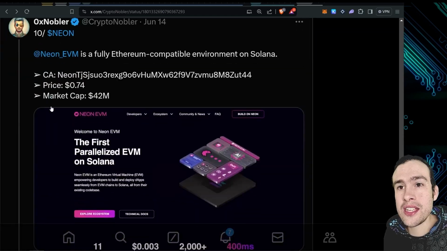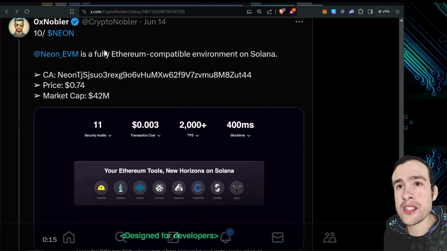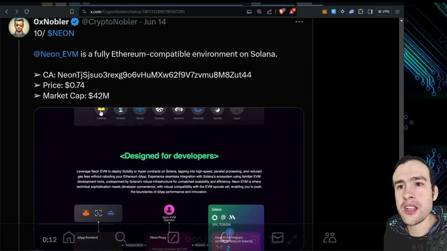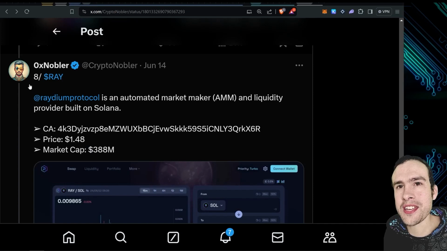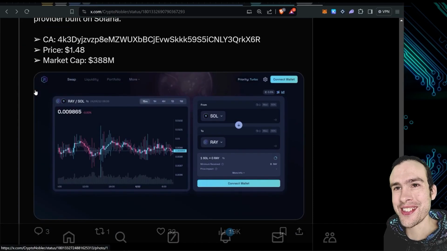It's pretty funny. Neon EVM, hold a little bit of this. It's cool. It's a fully Ethereum compatible environment on Solana. I do like the idea of this, and that's why I bought a little bit. I think I'm down on it though, admittedly. Just like I'm down on Ray. I mean, if I bought it in 2021, what do you think?